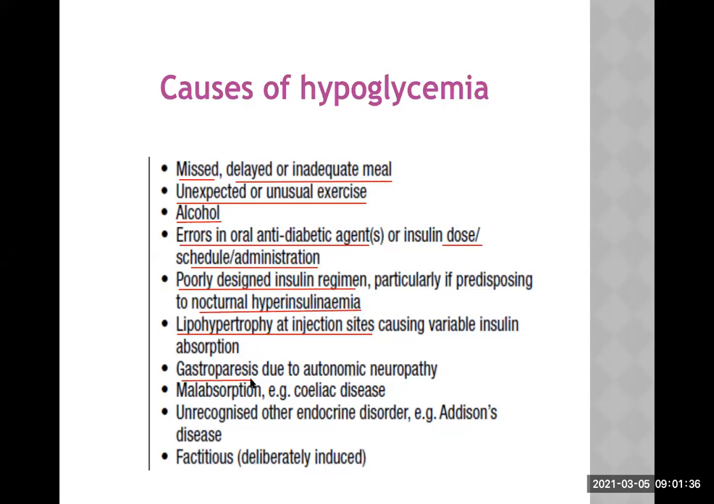Gastroparesis. You see that there is no peristaltic movement of the stomach. And this occurs because of a chronic complication of diabetes. One of the complications is neuropathy, like autonomic neuropathy. So during that time, food is not getting absorbed properly, but the patient is taking the medicine, so there is a chance of hypoglycemia. If malabsorption causing problems like celiac disease coexists with the patient, there is a higher chance.